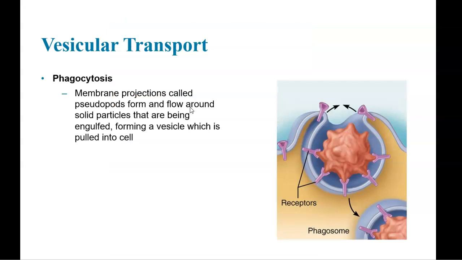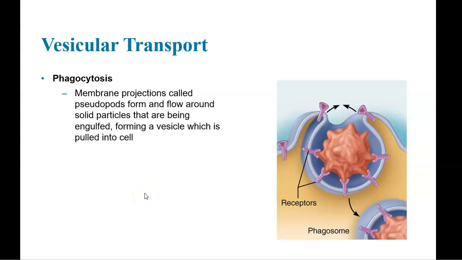Phagocytosis, phago meaning eating, and then cyto or cyte means cell, so cell eating. These use membrane projections that are called pseudopods to form around solid particles that are going to be engulfed. And then it forms a vesicle which is pulled into the cell. Cells that do this would be the white blood cells.